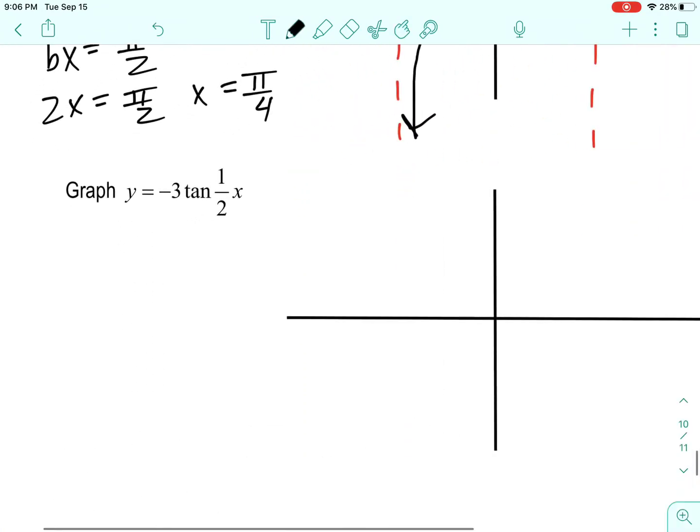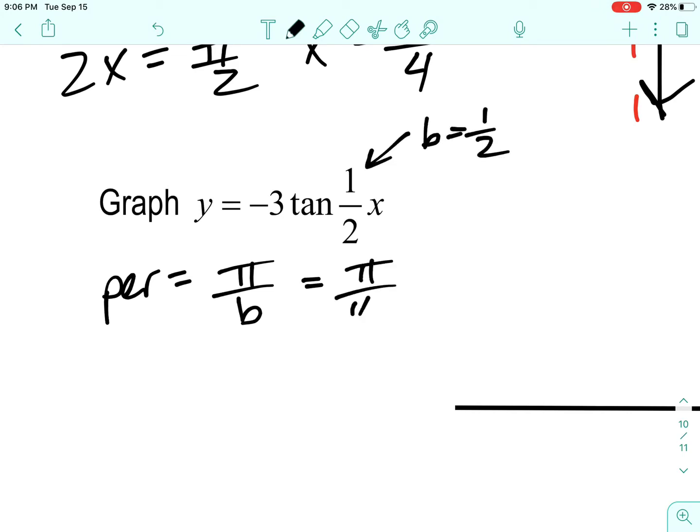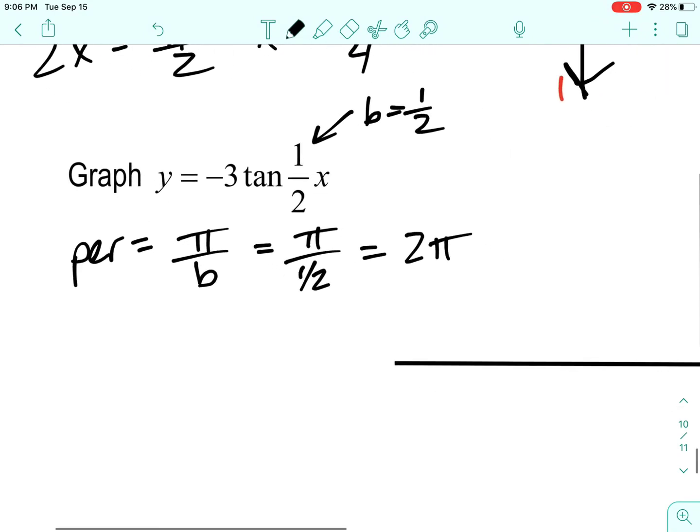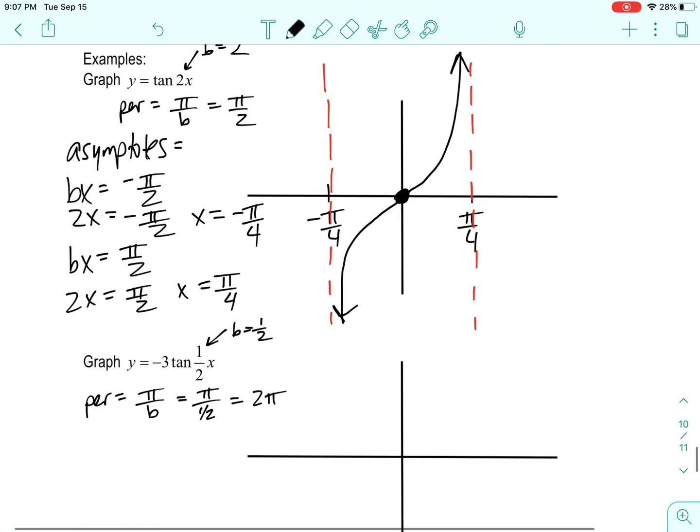Okay, so let's go back into the second example. What I'm going to do again is first start out with what the period is. Remember, that's pi over b, and the b in this case is 1/2. So I'm going to do pi over 1/2. When you flip and multiply that, you get 2 pi. That means that the distance in between my two asymptotes is 2 pi. So in this case, remember the period was pi over 2. That's the distance between here and here. In this case, my distance between my asymptotes is going to be 2 pi.